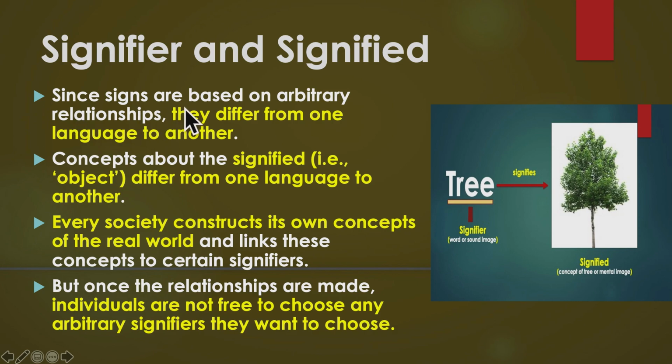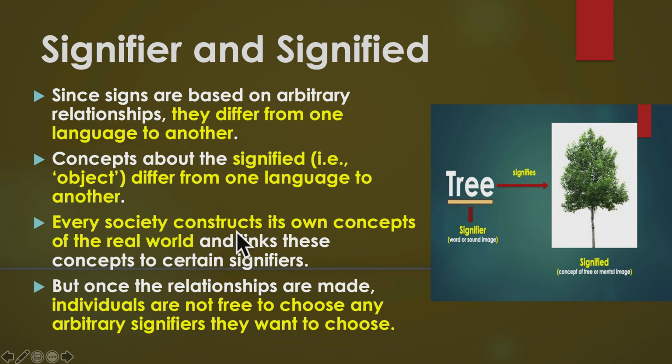Next, signifier and signified, some more information. Since signs are based on arbitrary relationships, they differ from one language to another. Look, I told you that linguistic signs are arbitrary, so they differ from one language to another. We have one object, tree, but in different languages we have different words. Concepts about the signified, that is the object, differ from one language to another. The object is the same, but the words differ from one language to another.